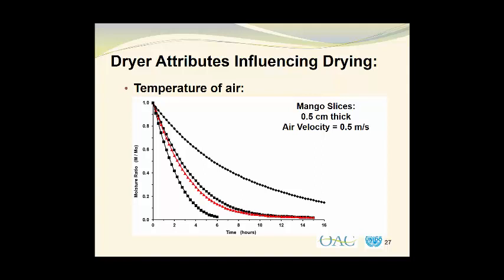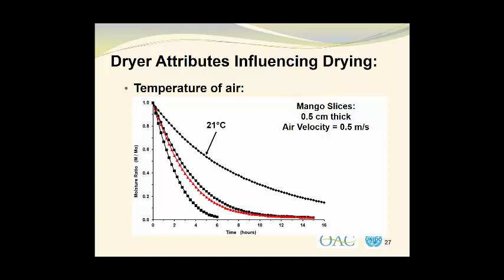So in this graph, we show the drying of mango slices that are 0.5 centimeters thick with an air velocity of 0.5 meters per second. And we can measure the air velocity with a device called an anemometer. So what we have here then is a set of curves, the first of which is at 21 degrees Celsius. This was room temperature in the lab the day that these runs were done.